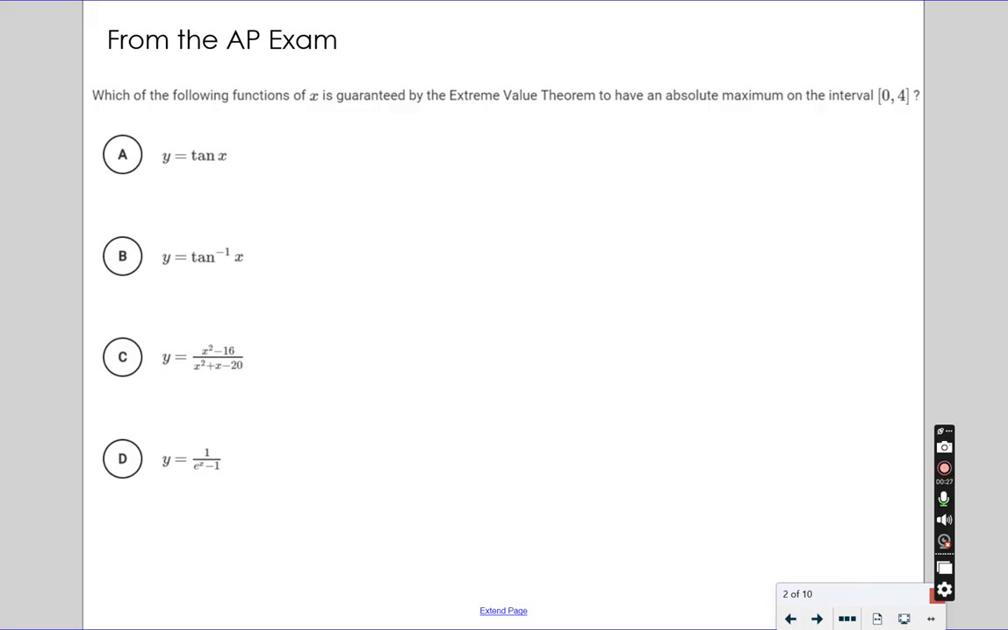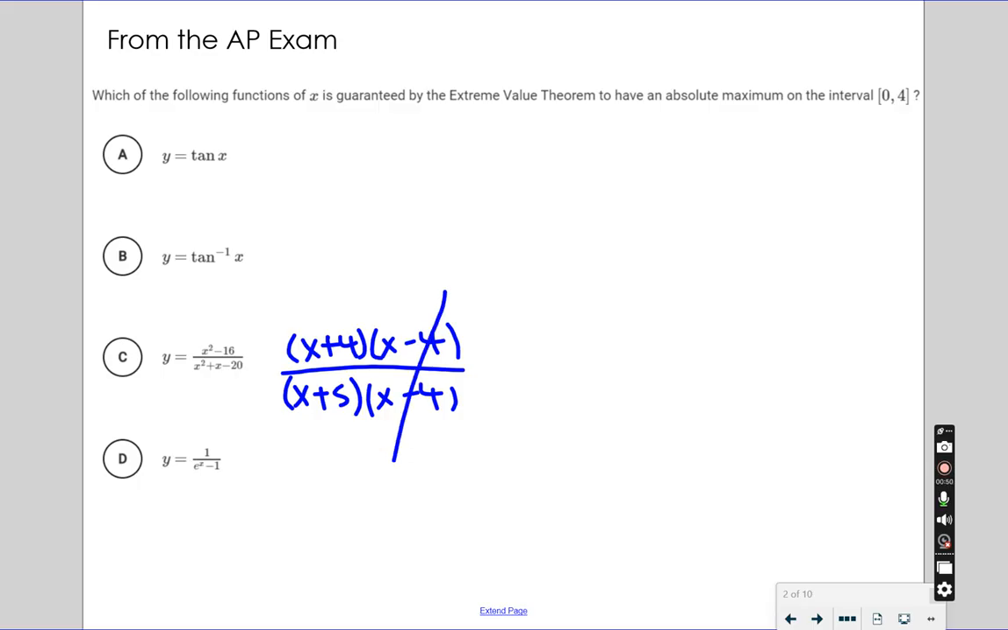I see tangent of x, arctangent of x, and then a rational function, and we got another one with a fraction. Why don't we start here? What do you think we should do on these? Let's factor this one. We got x plus 4, x minus 4 over x plus 5 times x minus 4. Oh, what's happening? A hole at x equals 4, which is in my interval, so it can't be C. What do you think about D? No. Why not? X equals 0. If I plug in a 0 there, that would give me 1 minus 1. That gives me 0. So there's a vertical asymptote at x equals 0, which is also in the interval.